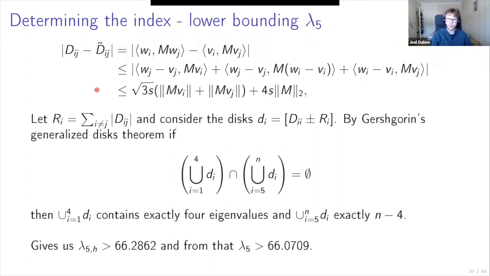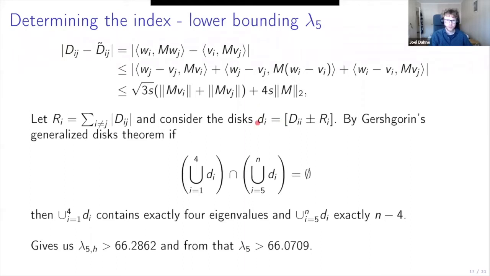And here is where we use the Gershgorin's generalized disk theorem, where that kicks in. So we'll let Ri be the radius of the disk. So it's just the sum of all the off-diagonal entries on the ith row. Our matrix will be almost diagonal, numerically it will be diagonal in some sense. So this is expected to be small. So Ri is supposedly small if we have a good approximation.